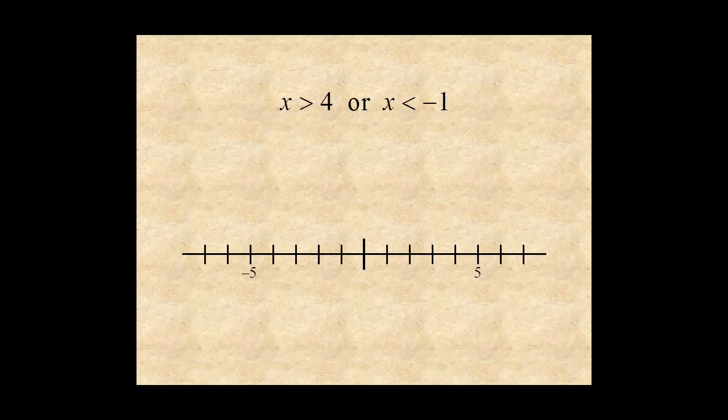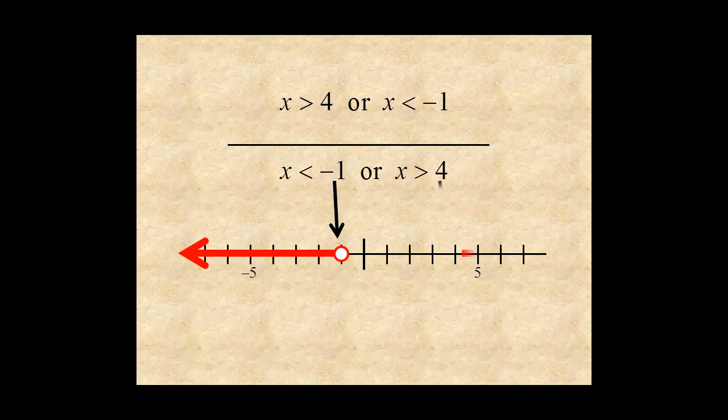When solving inequalities, it's important to graph and check the solutions to verify they make sense. For example, this solution is written backward because the greater than inequality is written first. If you turn it around, you have a good statement. All the numbers less than negative 1 or greater than 4.